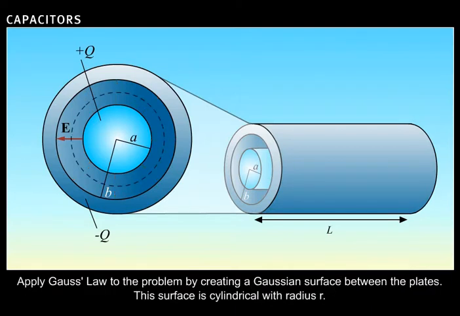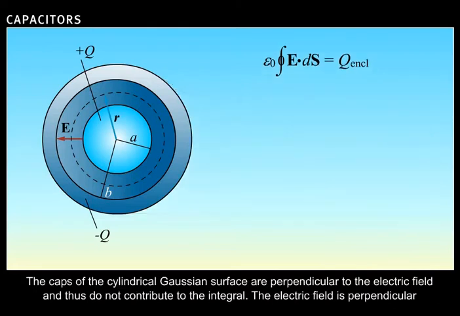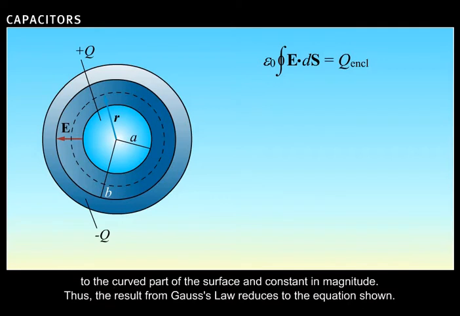Apply Gauss's law to the problem by creating a Gaussian surface between the plates. This surface is cylindrical with radius r. The caps of the cylindrical Gaussian surface are perpendicular to the electric field and thus do not contribute to the integral. The electric field is perpendicular to the curved part of the surface and constant in magnitude. Thus, the result from Gauss's law reduces to the equation shown.